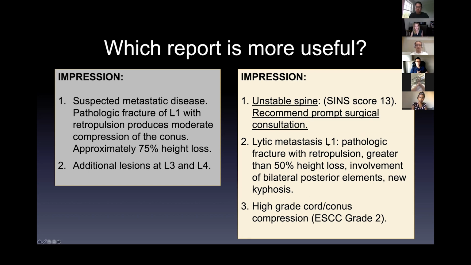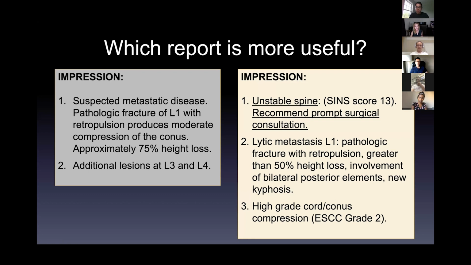Number 2 point, lytic metastasis L1, pathologic fracture with retropulsion, greater than 50% height loss. Each of these is a component of the SIN score, which I always tell our radiologists that you as surgeons know immediately what I'm saying. Without even seeing the images, you know what each of these means and what it implies for your patient. Same thing with number 3, high-grade cord or conus compression, epidural spinal cord compression grade 2. So you don't even need to see the images. When you hear that from somebody in New York calling to tell you that, you know what's going on. I find that helpful. John Shin has told me that's helpful.